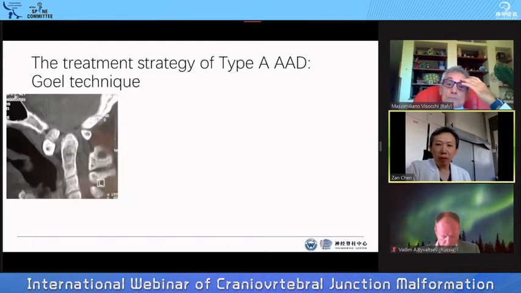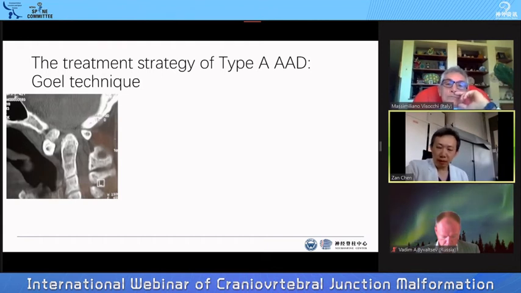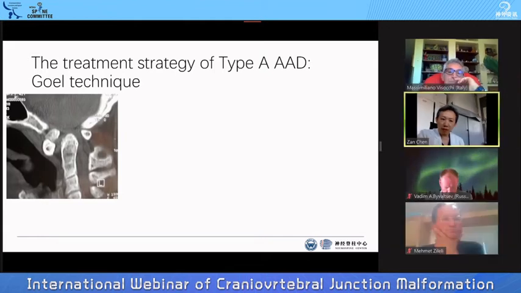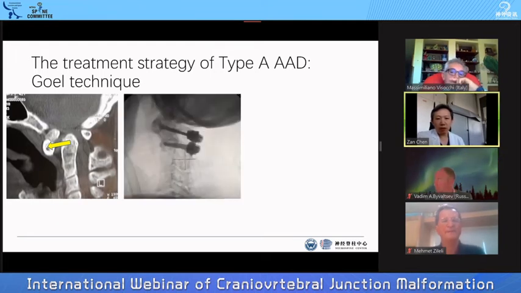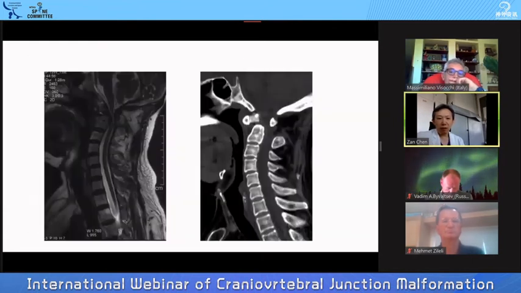For type A C1-C2 dislocation, without basal invagination, this kind of dislocation is usually reducible. There is only transverse dislocation between C1 and C2, so we just push the C2 anteriorly and we can get a total reduction between C1 and C2. But there are some cases with a severe blockage between the facet joint.